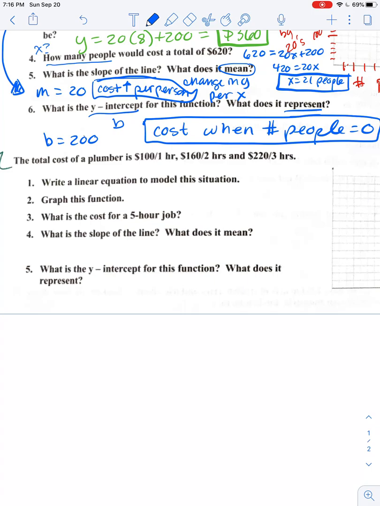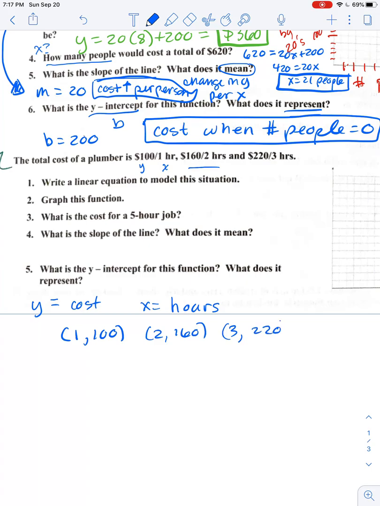Now keep in mind that you want the y to be the dependent variable. And since the cost depends on how much time it is, this money is going to be your y and the x is going to represent the time. So for us, y is going to be representing the cost of the plumber. And the x is going to be representing the number of hours that that plumber worked. So what's happening here is you would say, okay, at 1 hour, it cost $100. Up here, at 2 hours of work, it cost $160. And with 3 hours of work, it cost $220.